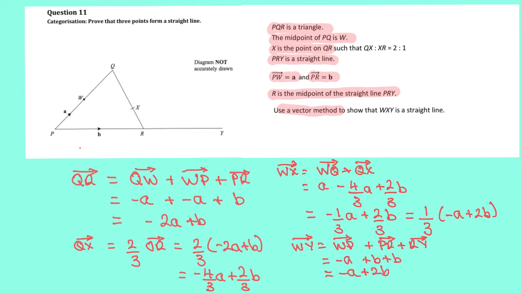Now, if we compare WX and WY, we see that WX is a multiple of WY, therefore WX is parallel to WY with a common point, therefore WXY is a straight line.